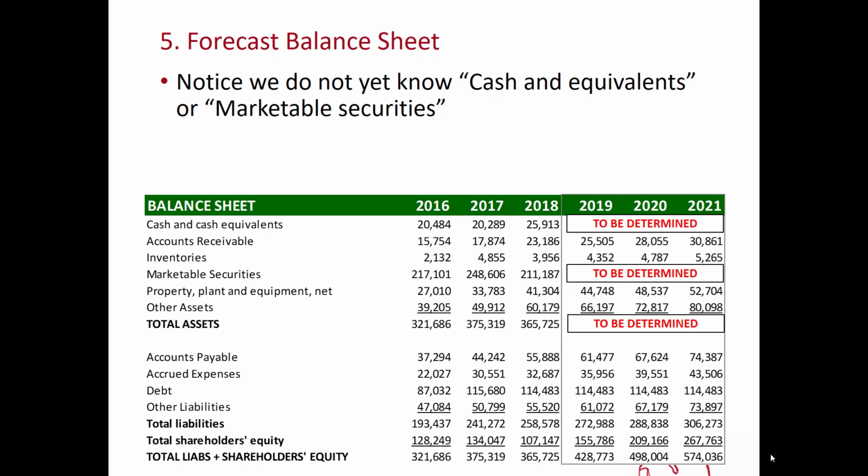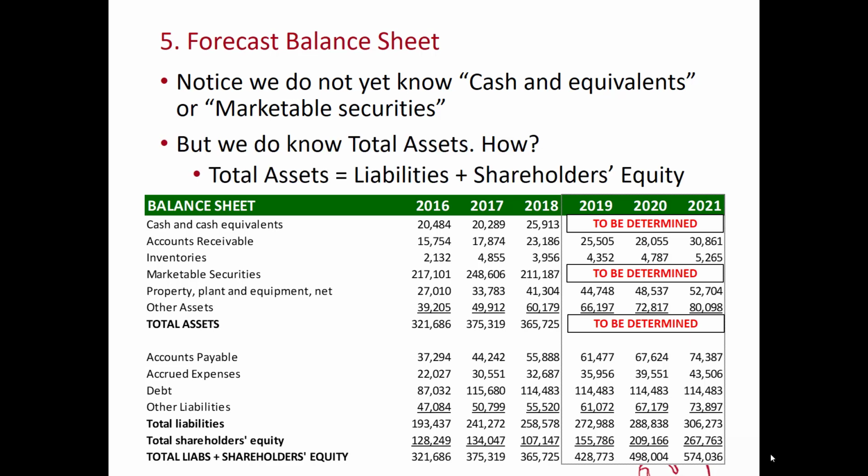Notice that we have here Apple's balance sheet from 2016 through 18, which are actual values, and our forecast from 2019 through 2021. Cash, which is both cash and equivalents and marketable securities, is not shown because it is yet to be determined, but we are able to calculate all the liabilities and shareholders' equity. We therefore know what our total assets will be, because total assets is equal to liabilities and shareholders' equity.